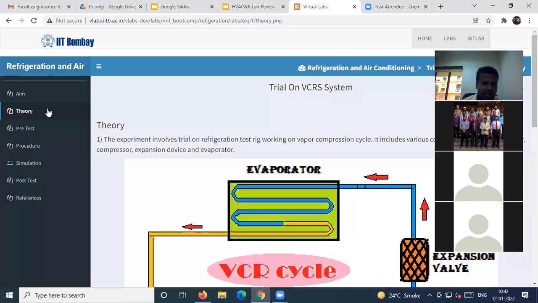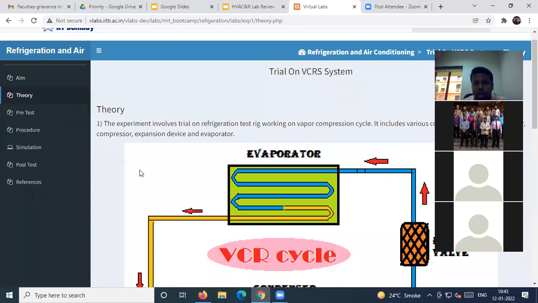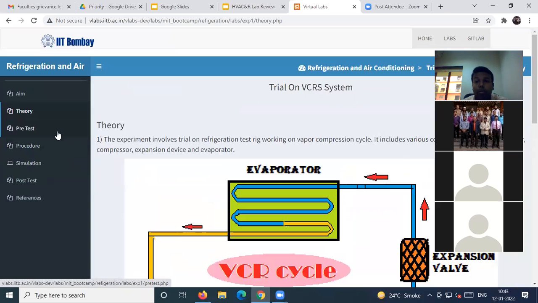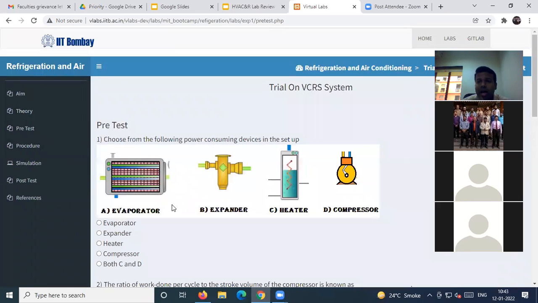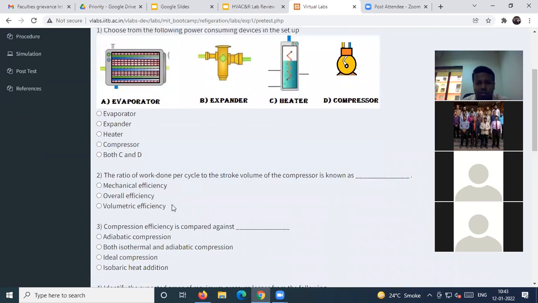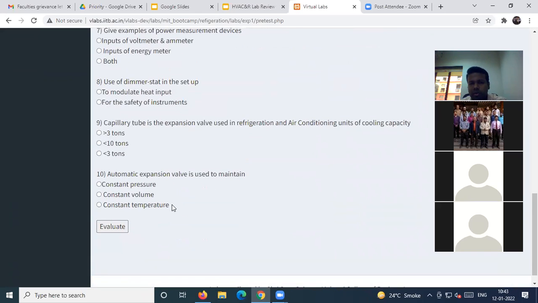What is the theory behind that? The aim is to get a trial on a vapor compression refrigeration system. Similarly, you have the theory for that, as I told you. Some theoretical background is required to be understood. The next thing is the pre-test. It will ask you some questions before performing the test, such as choosing the power consuming device in the setup. Some tests are there. This is a preliminary requirement, a prerequisite.